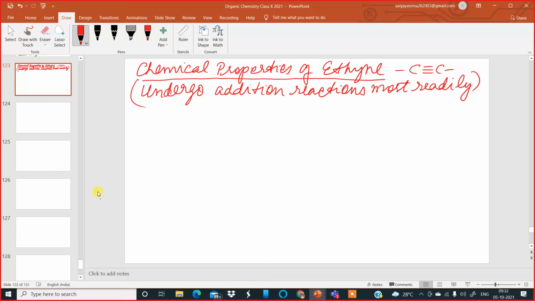We can oxidize it by using cold dilute potassium permanganate. We can react ethyne with ammoniacal cuprous chloride and ammoniacal silver nitrate solutions. So these are all the important chemical properties of ethyne. Let us learn the first one. The first chemical property of ethyne is called catalytic hydrogenation.